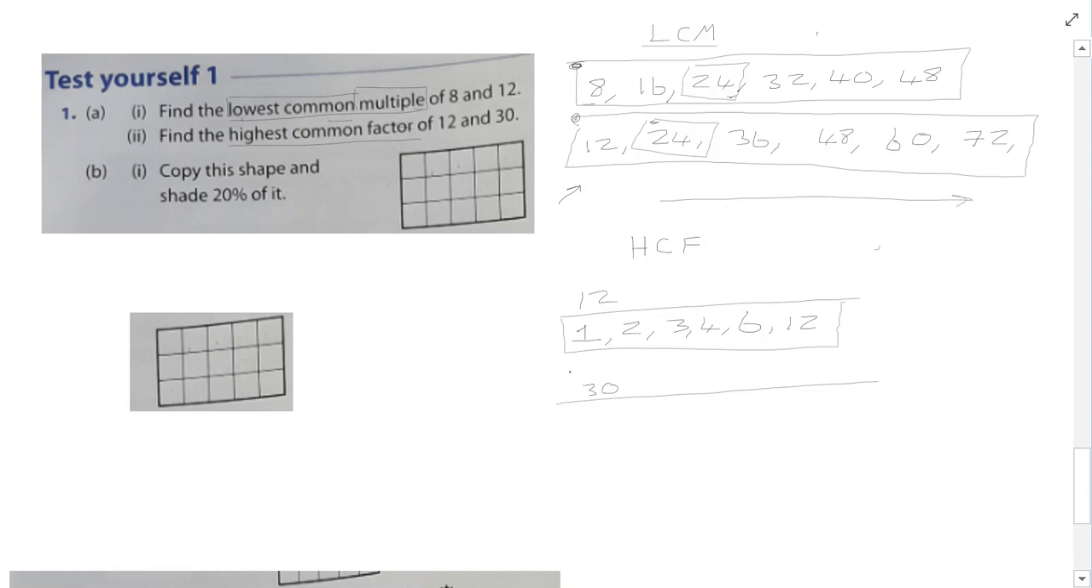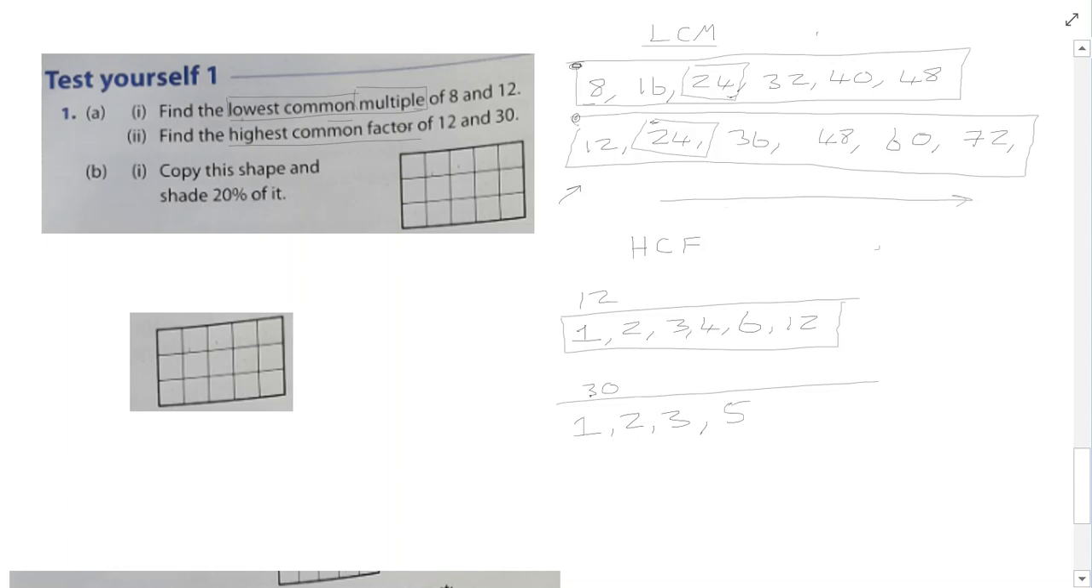So then we do the same thing for 30. We list out the numbers from 1 to 30, and we go through them and see, do they divide in evenly into 30. So 1 will divide in evenly into 30. 2 will divide in evenly into 30, it goes 15 times. 3 will divide in evenly into 30, it goes 10 times. 4 will divide in evenly into 30? It won't. 5 will divide in evenly into 30.